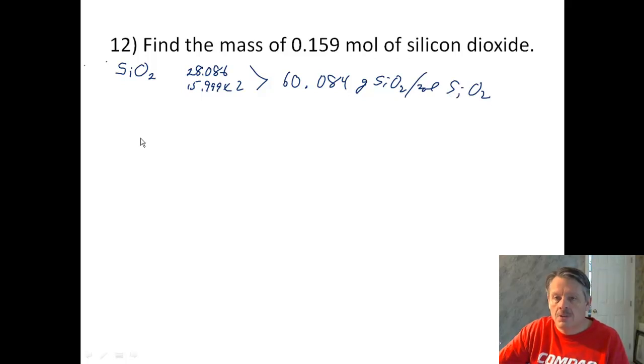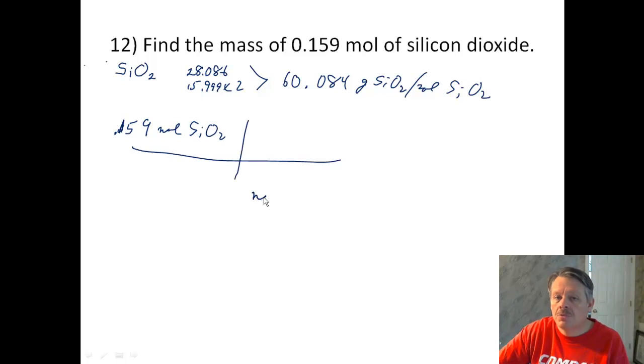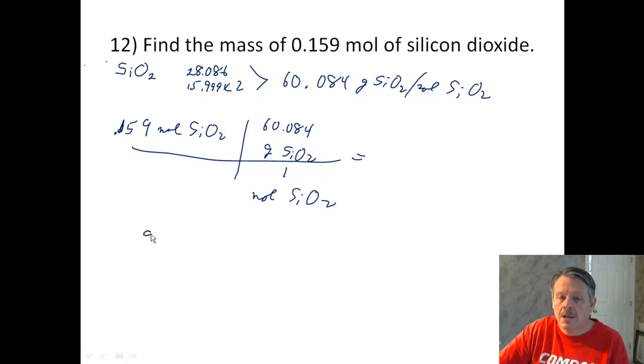Okay, so I start with 0.159 moles of silicon dioxide, and I'm going from moles of silicon dioxide to grams of silicon dioxide, and there are 60.084 grams of silicon dioxide in 1 mole. I'm going to multiply that out, and I come up with 9.55 grams of silicon dioxide.